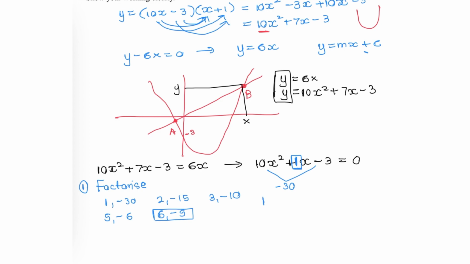So therefore I can break this 10x squared plus x minus 3 into 10x squared plus 6x minus 5x minus 3 is equal to 0. And I'm going to factorize the first two terms here.